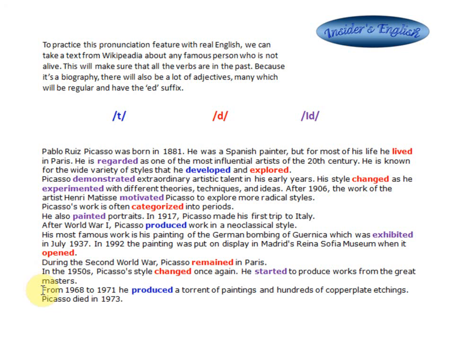And now I will finish the text. From 1968 to 1971, he produced a torrent of paintings and hundreds of copperplate etchings. Picasso died in 1973. Pause the audio and practice the end.